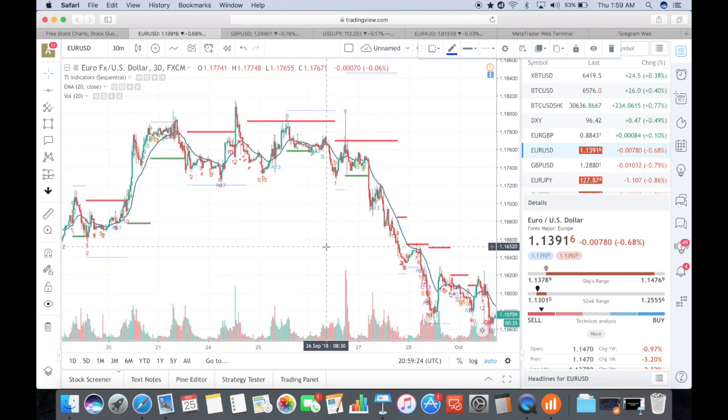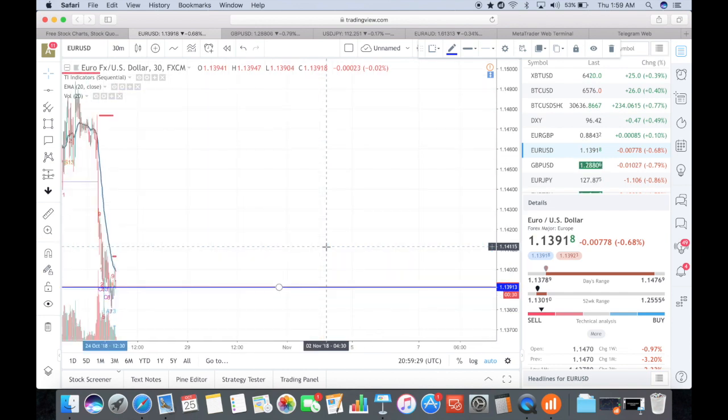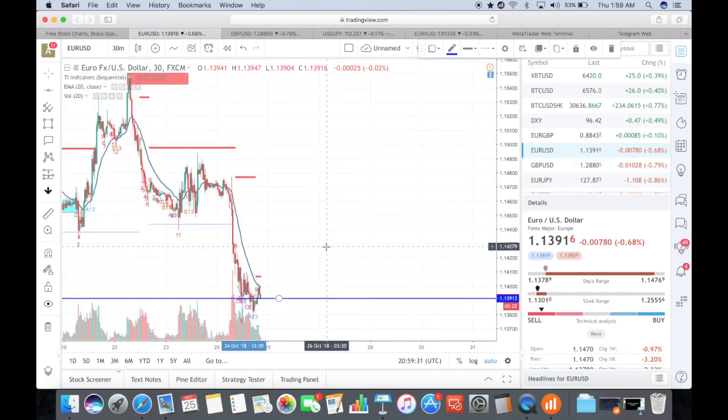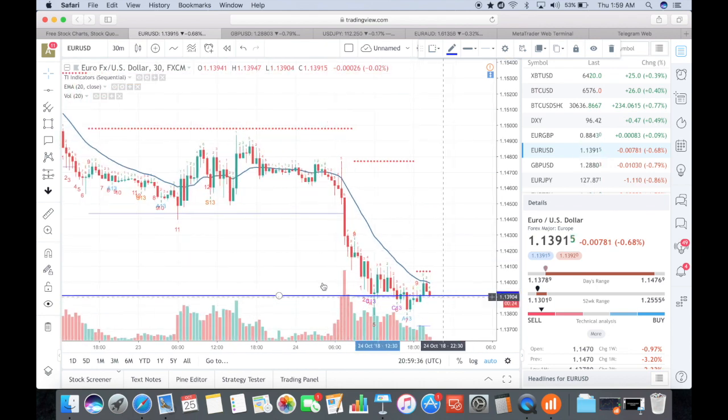Same goes for the supply zone, but for supply zones what we do is look at the current price, start from the current price, look left and see the areas above it. So above it, this is a supply zone.